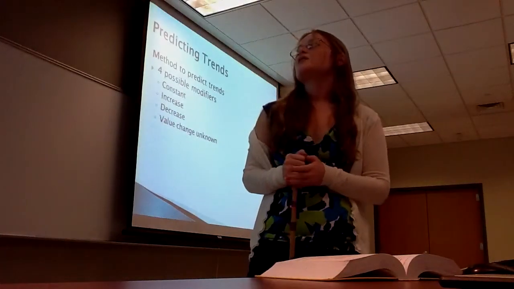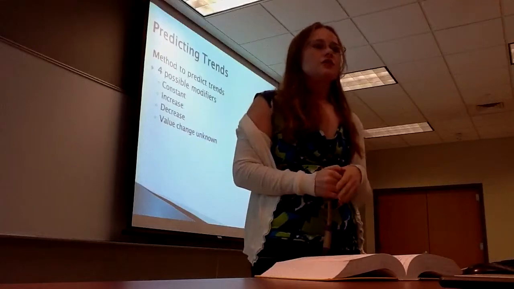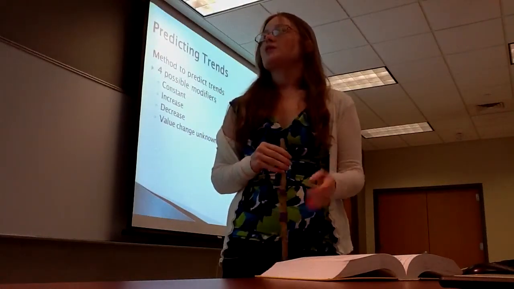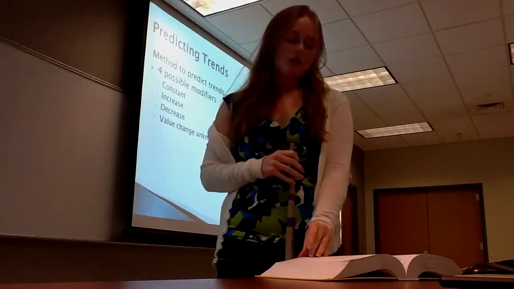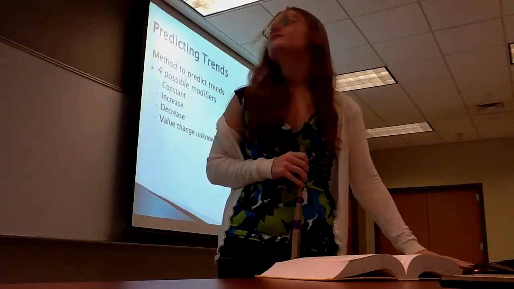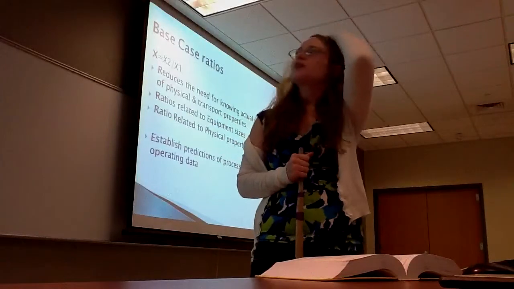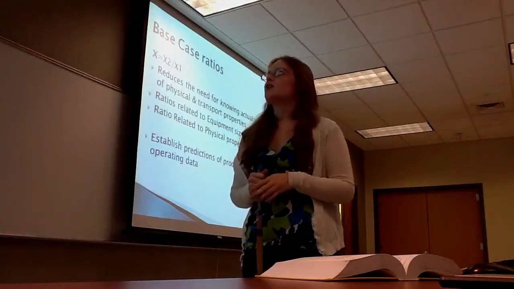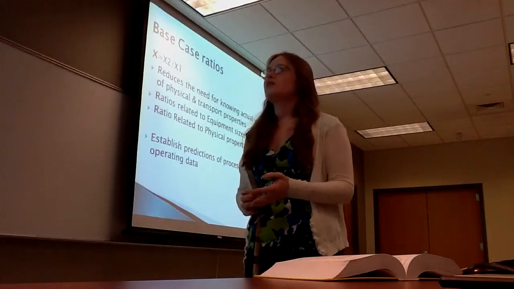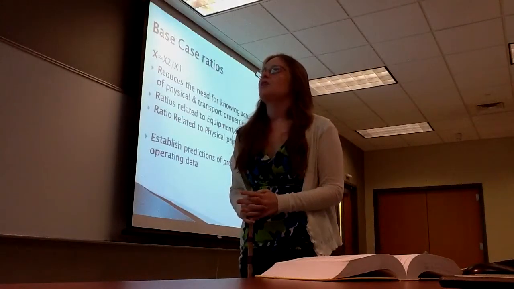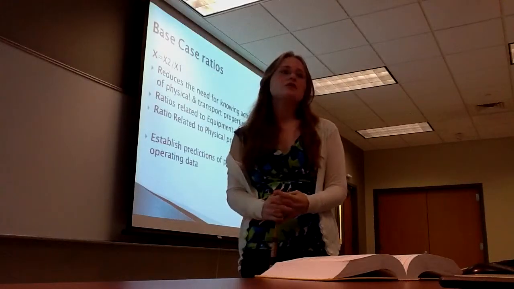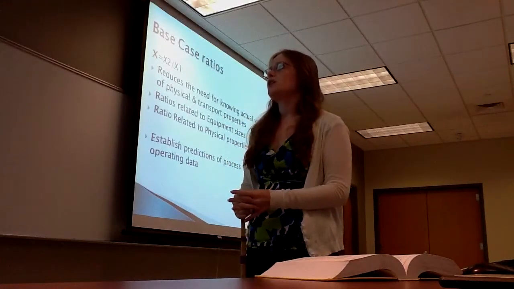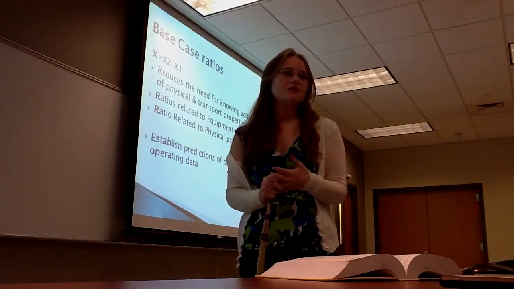When you're predicting trends, there are typically four possible modifiers you're going to deal with. You're going to have a constant, something that can increase, decrease, or a value change that can be unknown. So, base case ratios. This reduces the need to know actual values and some physical properties. The ratios can relate to equipment size, but they can also relate to physical properties. And this helps establish predictions and changes in operating data.